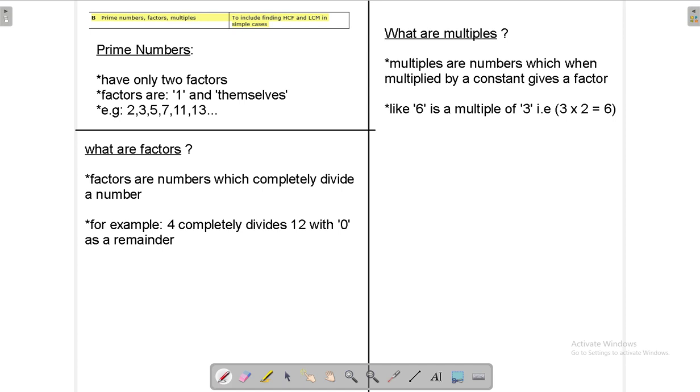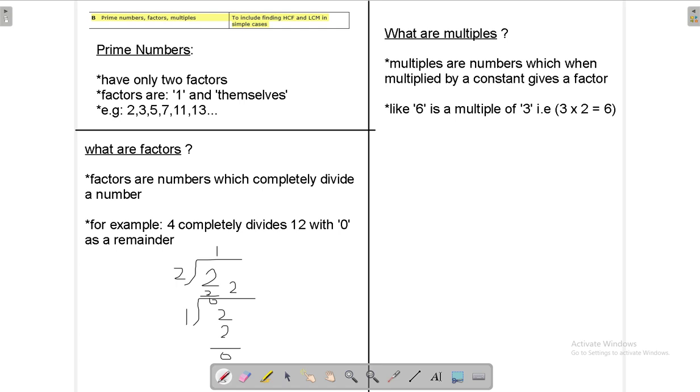Prime numbers have only two factors, which are 1 and themselves. Let me show you an example. For example, 2. It can be completely divided by 2 itself, and by 1. So the remainder is 0 here, and the same goes here, the remainder is 0. As you can see, both divisions give us a remainder of 0.